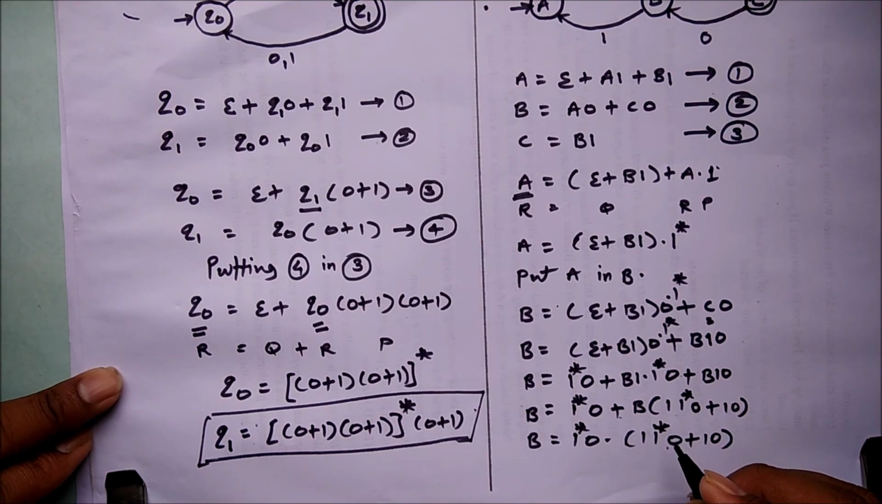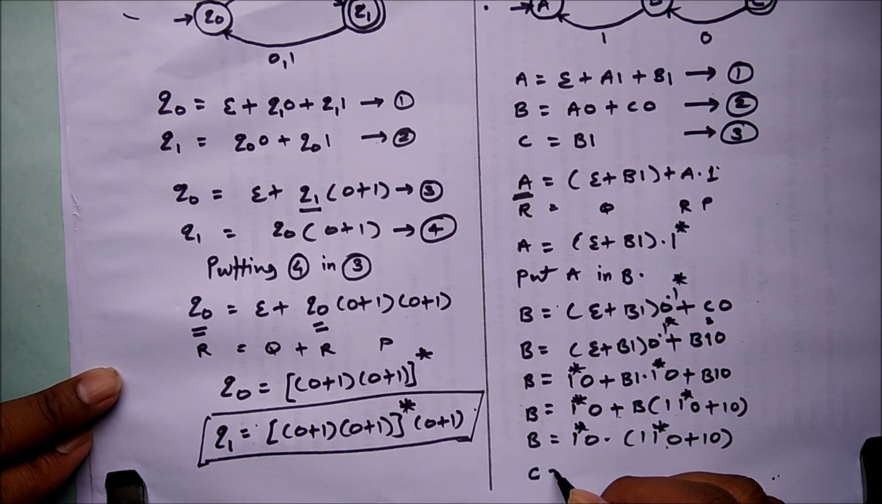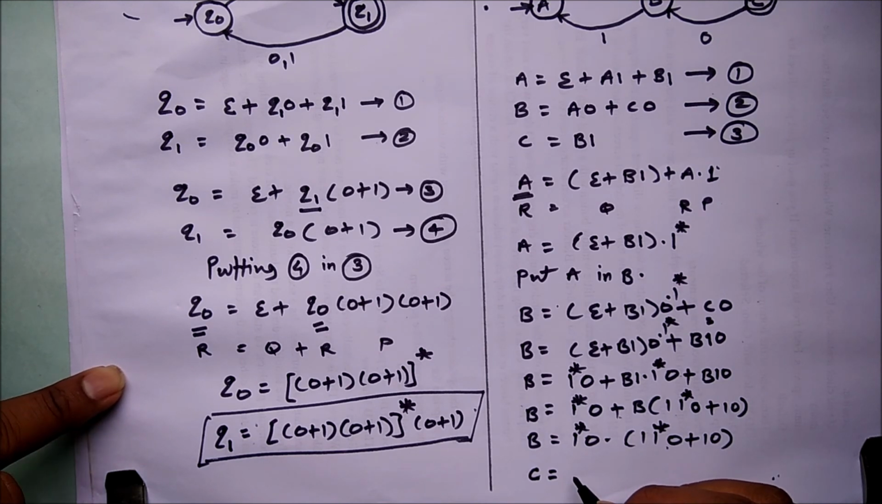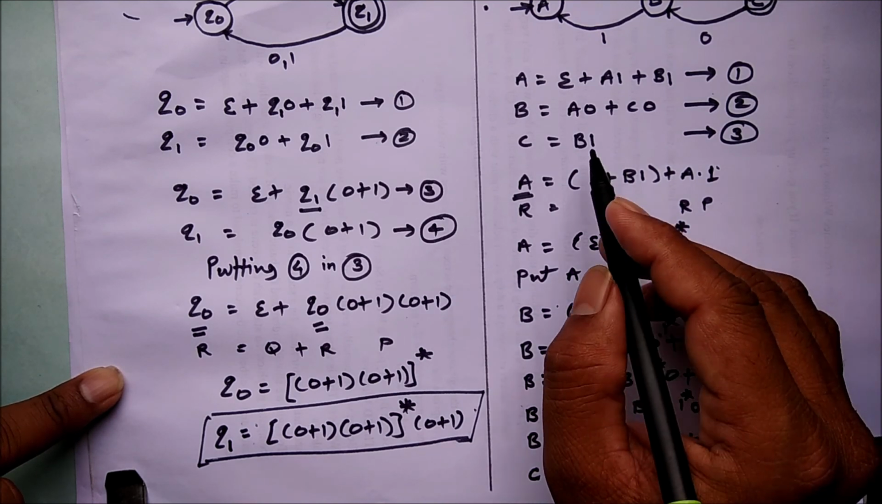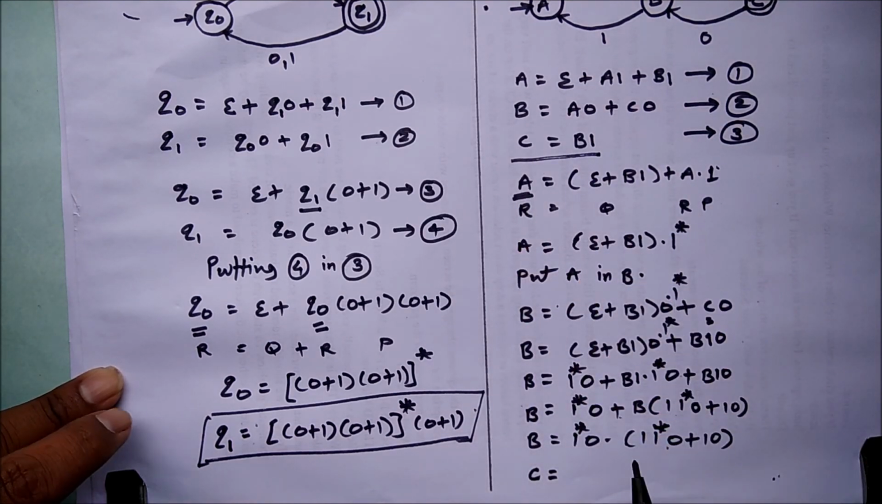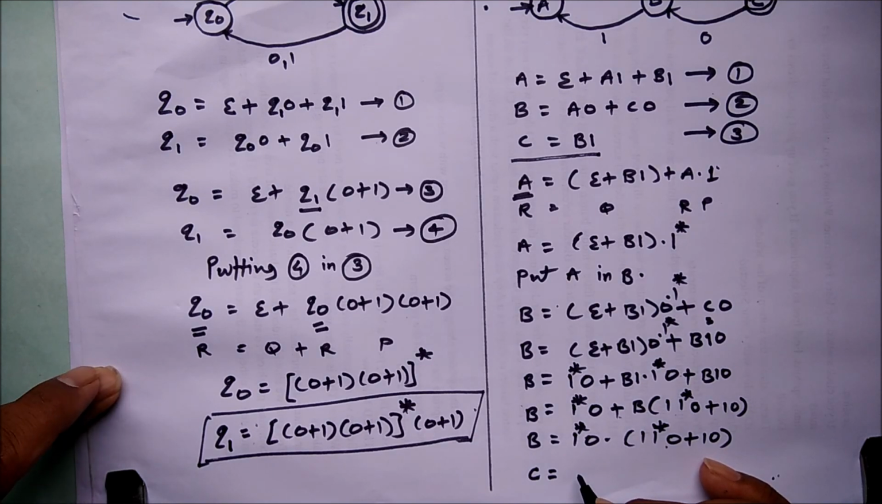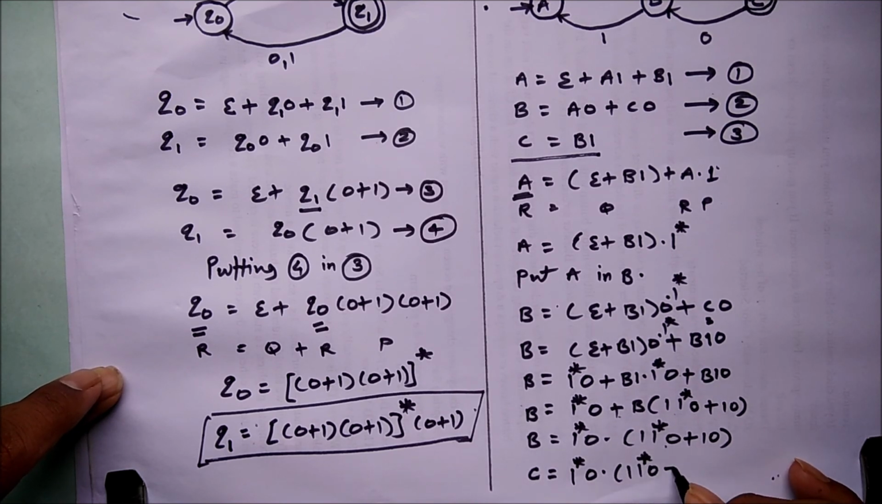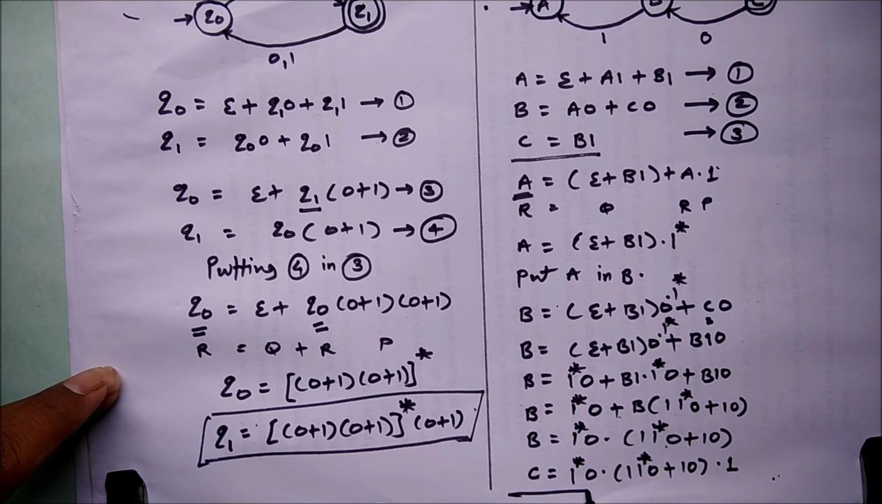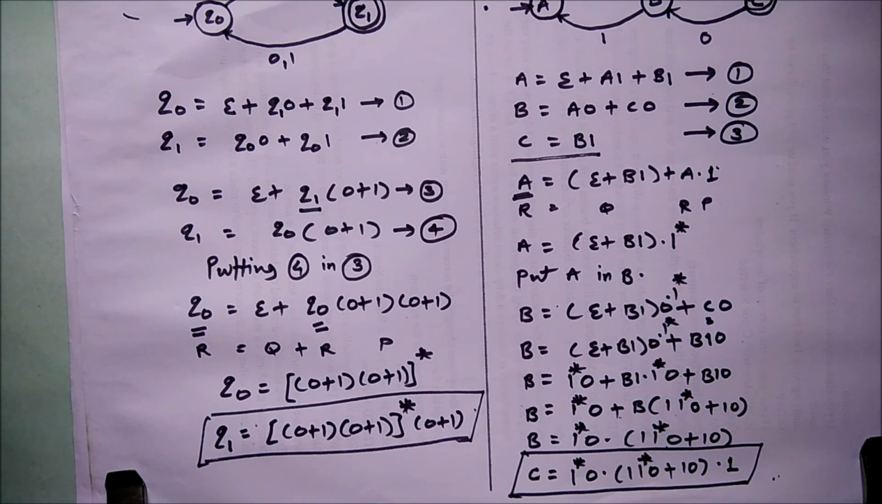Now let's put the value of B in equation C, as we need it in the form of C, because C is the final state. So C is B1, you can see here, C is B1. So I can write C as 1 star 0 dot (1 1 star 0 plus 1 0) star into 1, right? So this is the final equation of the given automata.